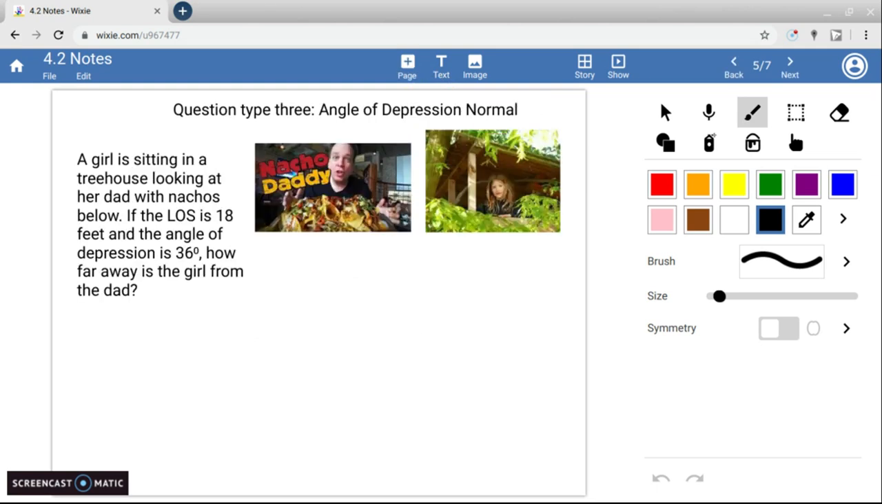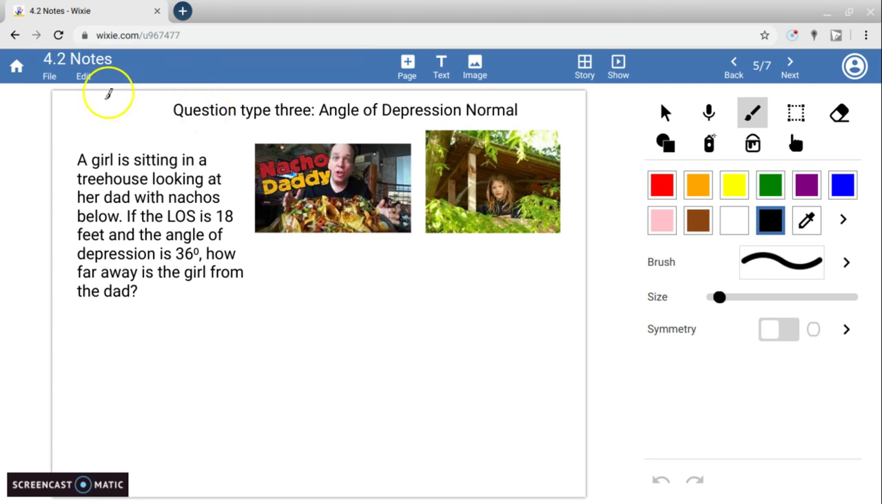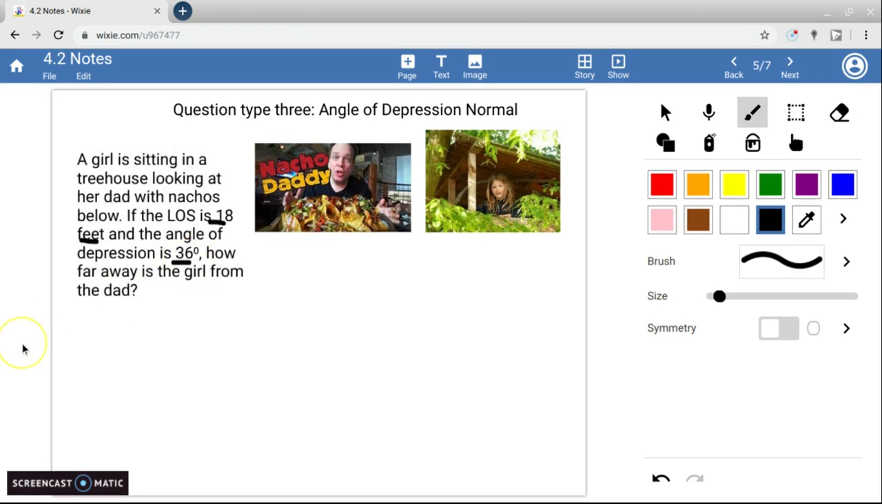The third type is an angle of depression problem that is normal. So a girl is sitting in a treehouse looking at her dad with nachos below. So you can see the pictures. If the line of sight is 18 feet and the angle of depression is 36 degrees, how far away is the girl from the dad?